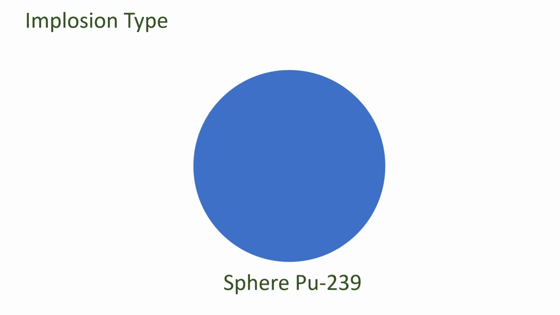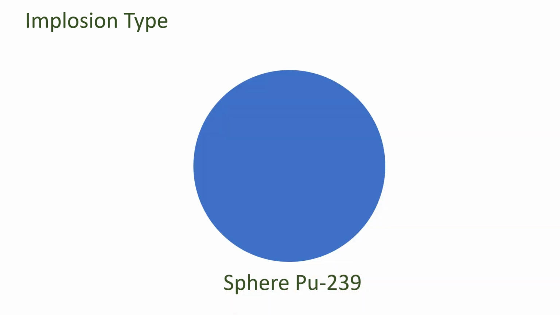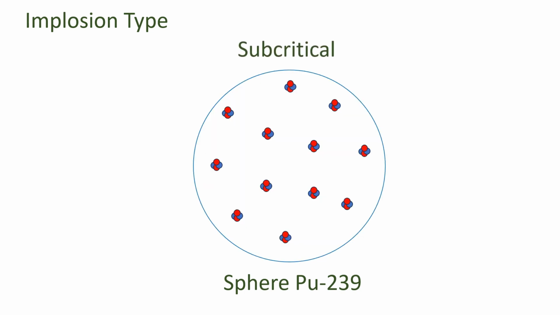Besides the gun-type design, the other option introduced was the implosion type. In the implosion type, a spherical shape of subcritical plutonium is used. The spherical shape is the most efficient for utilizing a chain reaction. During the subcritical state, any spontaneous fission neutrons are likely to escape due to the less dense plutonium. Hence, no accidental chain reaction will occur.